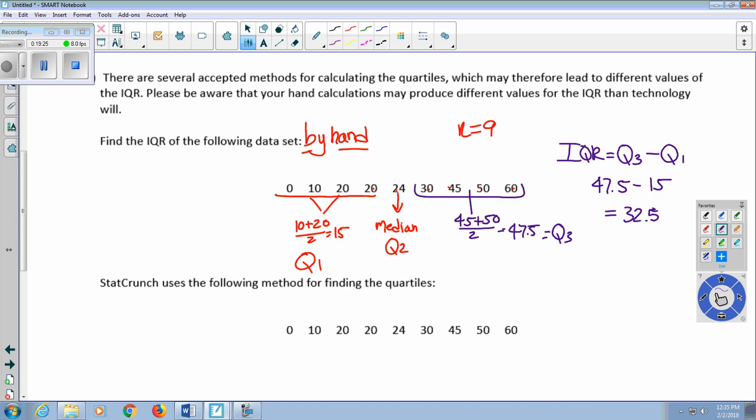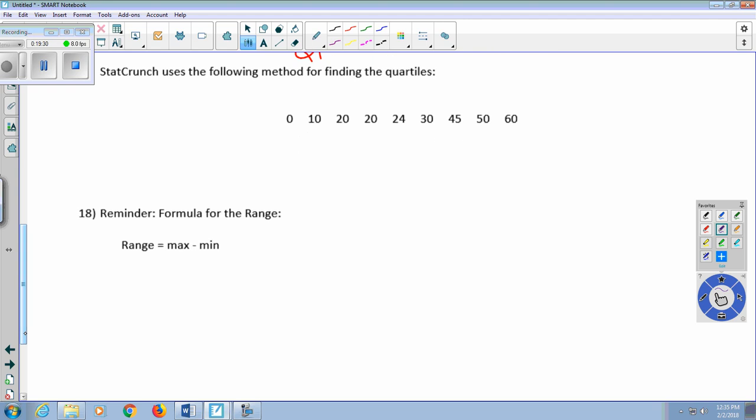Okay, so now let's see what StatCrunch does when it calculates the IQR. StatCrunch does the same thing and finds the median. The median hasn't changed. It's right here. That's our Q2, we'll call it. But what StatCrunch does is it uses the median in both of its calculations for finding Q1 and Q3.